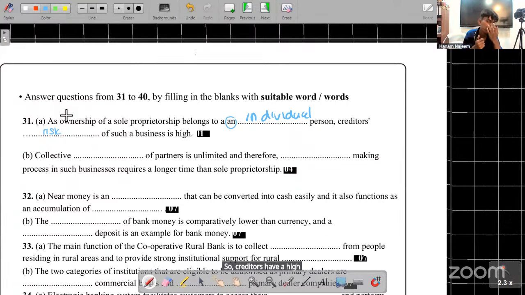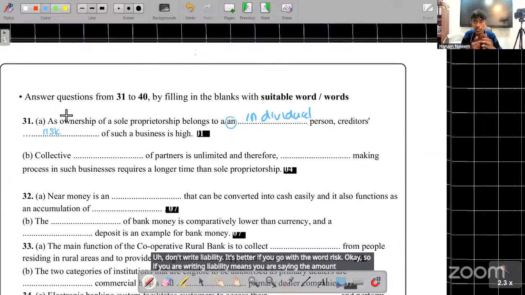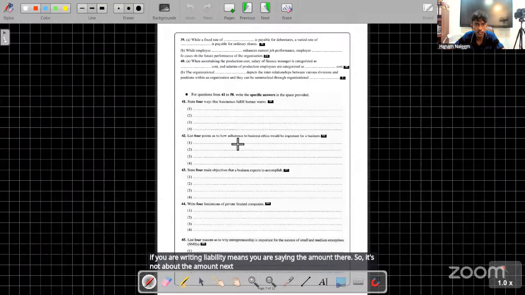Okay, fine. Don't write liability. It's better if you go with the word risk. If you are writing liability, you are talking about the amount there, but it's not about the amount. Alright. Next question. What's the other question we have?